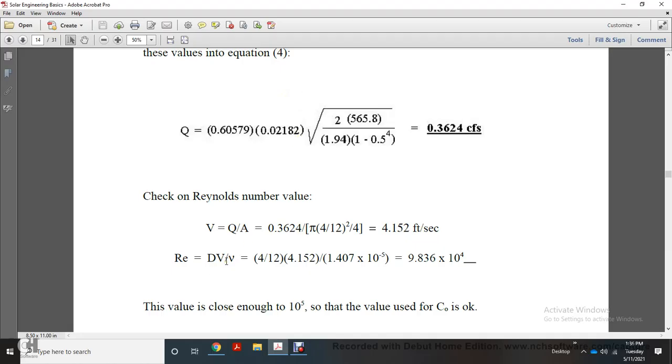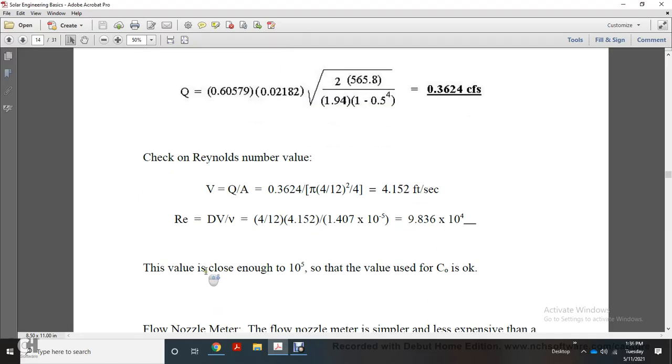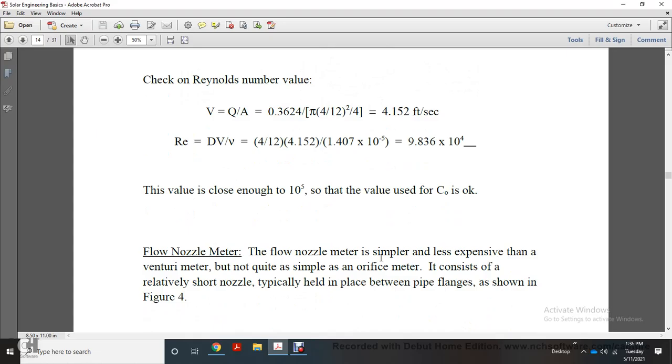The Reynolds number is equal to the density times V times D divided by the viscosity, which is 9.836 times 10 to the 4. The value is close enough to 10 to the 5, so the coefficient is okay.